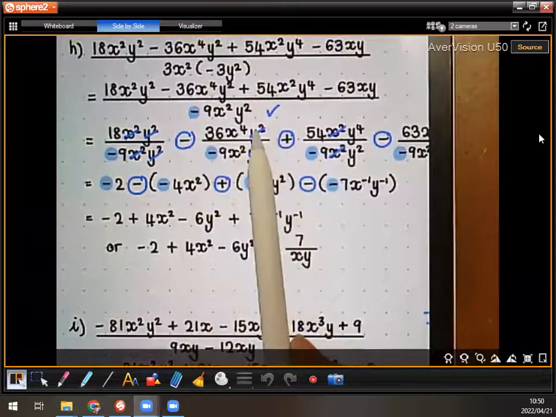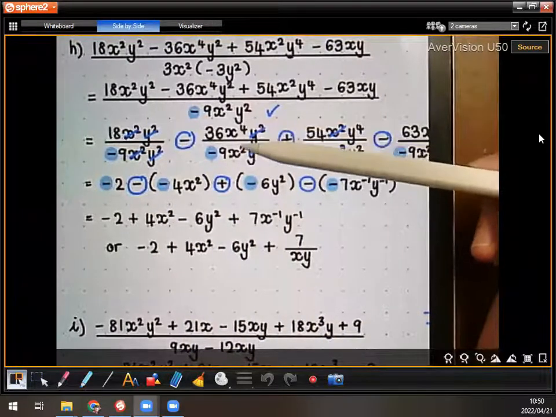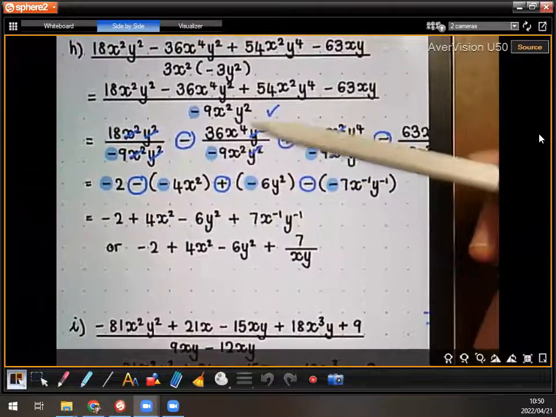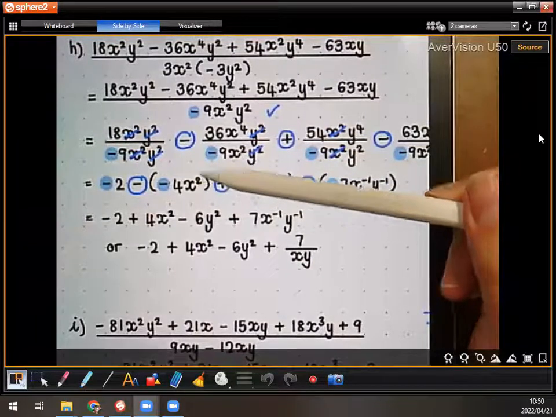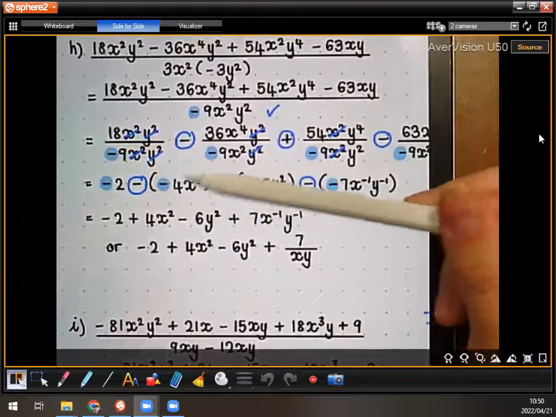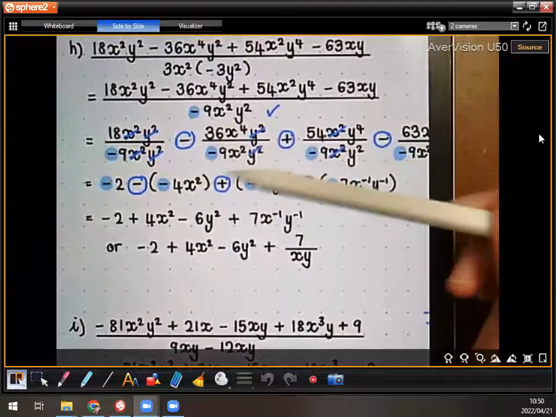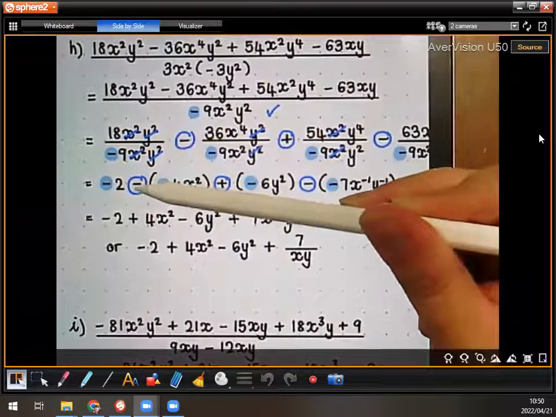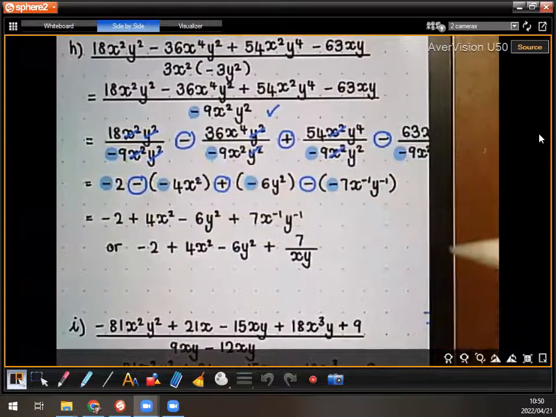Your y squared are going to cancel out. You're left with x to the 4 divided by x squared. So 4 minus 2 is 2. Okay, so this in brackets here is the answer to this fraction. But there was a minus in front. So we need to repeat that minus.